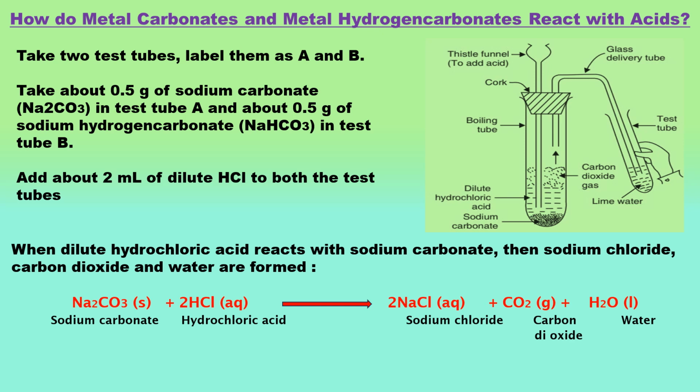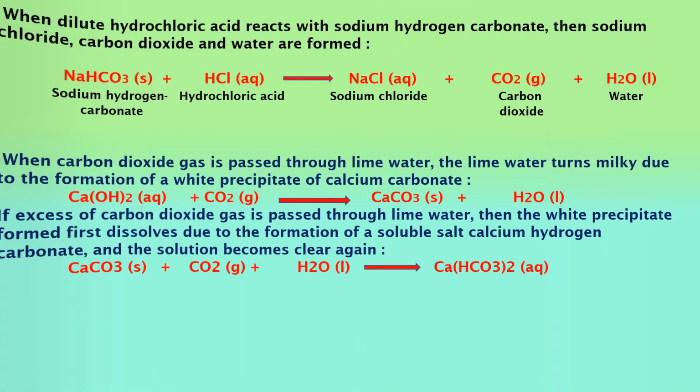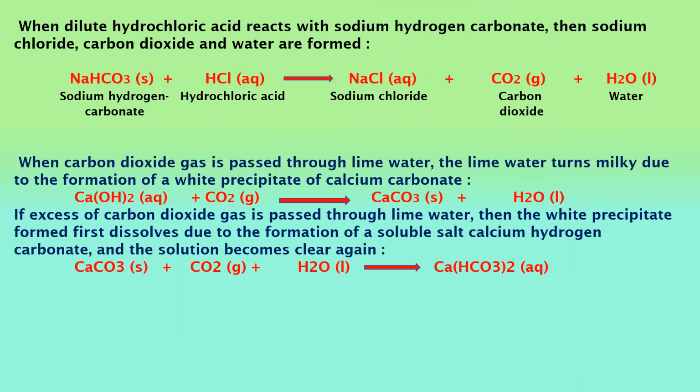When dilute hydrochloric acid reacts with sodium carbonate, then sodium chloride, carbon dioxide and water are formed. When dilute hydrochloric acid reacts with sodium hydrogen carbonate, then sodium chloride, carbon dioxide and water are formed. Thus, acids react with carbonates and hydrogen carbonates to evolve carbon dioxide gas. This carbon dioxide gas reacts with lime water, calcium hydroxide solution, as follows.